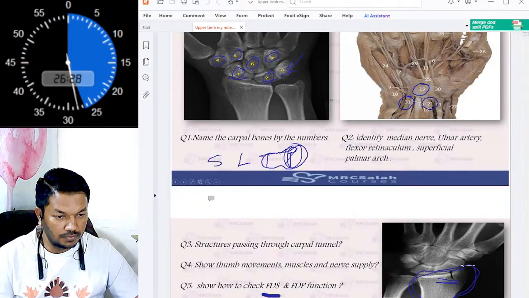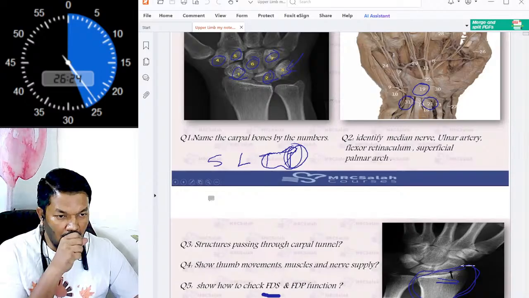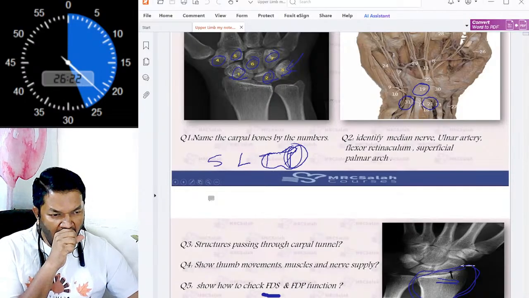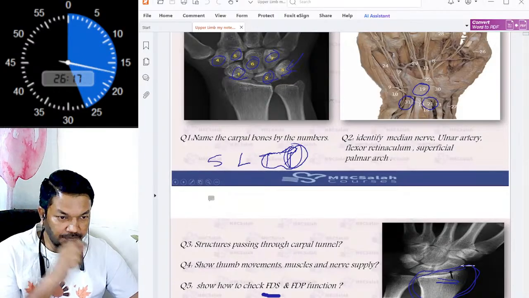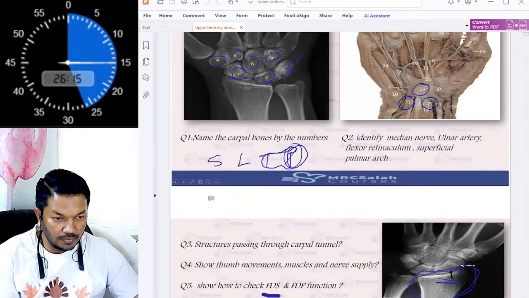Four tendons of the flexor digitorum profundus, four tendons of the flexor digitorum superficialis, one tendon of flexor carpi radialis, one tendon of flexor pollicis longus, and the median nerve.